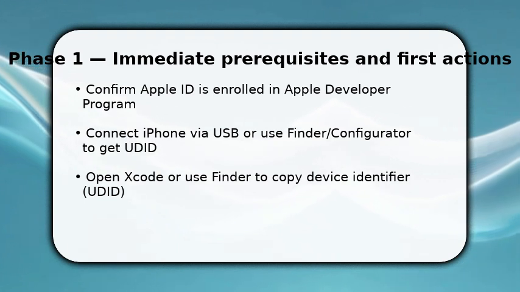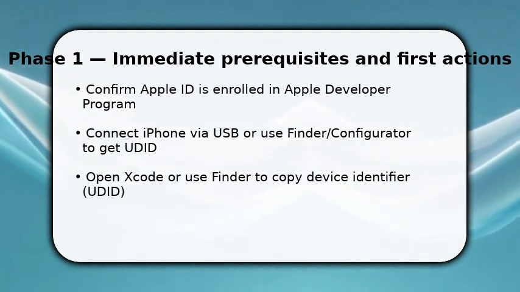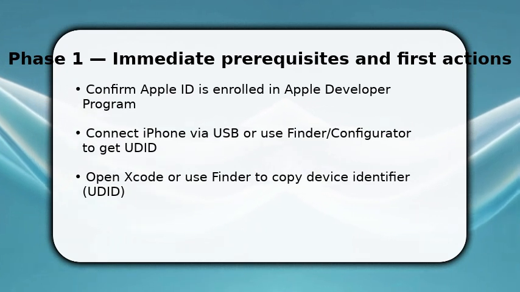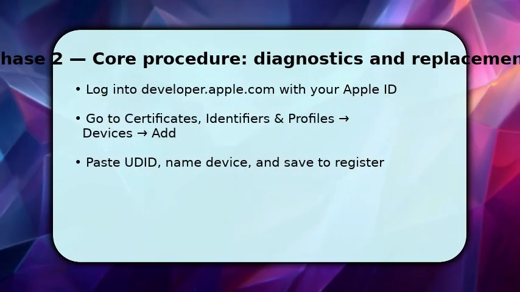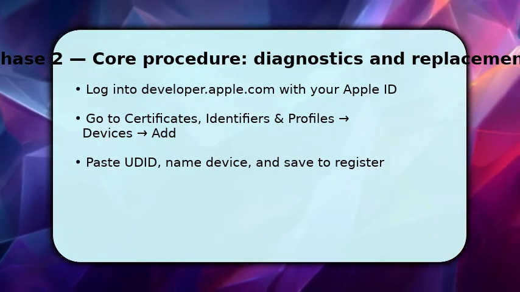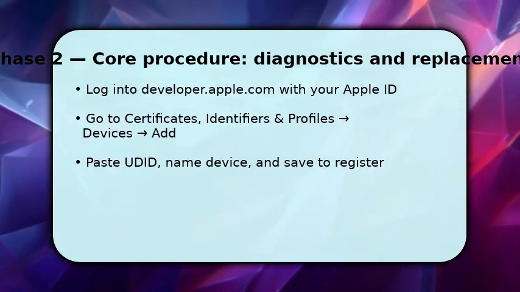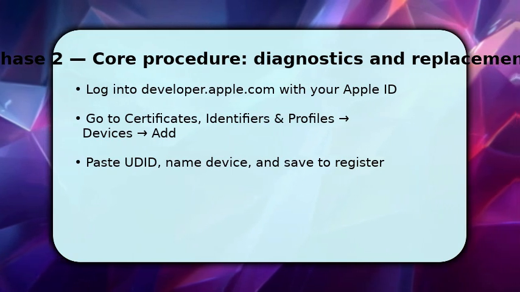Make sure the device is unlocked and trusted. If the device prompt appears, tap Trust so the Mac can read the UDID. You now sign into developer.apple.com, navigate to Certificates, Identifiers, and Profiles and choose Devices.